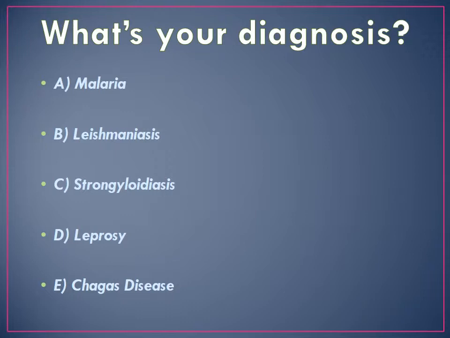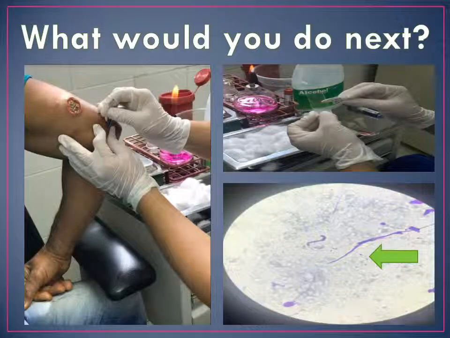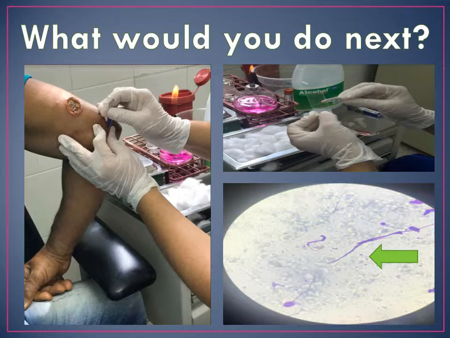So based on these clinical findings, what would be your diagnosis? A, malaria, B, leishmaniasis, C, strongyloidiasis, D, leprosy, or E, Chagas disease. And the correct answer is B, leishmaniasis. Leishmaniasis is caused by a parasite which is transmitted by the Leishmania fly, its vector.